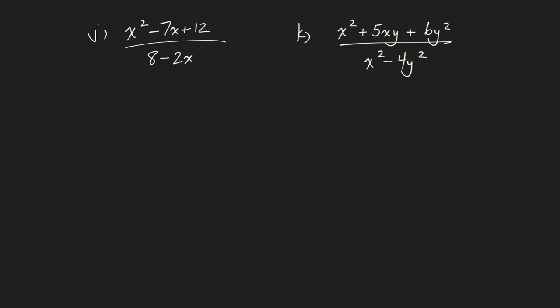Okay, pause it now. Okay, we're back. So the top is a simple trinomial. That should have been automatic. x minus 3 times x minus 4. On the bottom, you have a common factor of 2. We factor out that 2, and we are left with a 4 minus x. Now I want you to see, can you reduce that fraction?